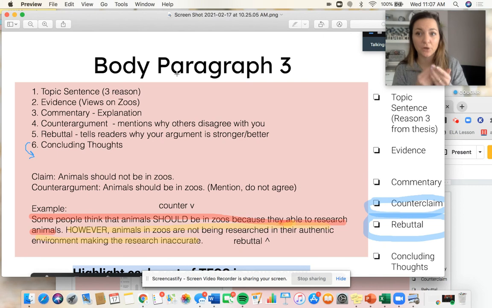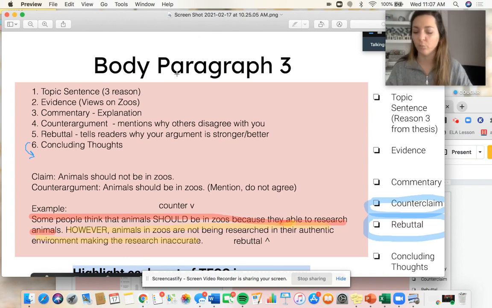So body paragraph 3 is where we have our counterclaim and our rebuttal. Okay. So when we introduce body paragraph 3, it is our third reason. We then provide evidence from Views on Zoos, or if your class worked on the performance assessment, you may use that as well. You may use the slide that shows you how to incorporate evidence to help you out. You then have to connect your ideas and provide an explanation after you provide your evidence, which is called commentary. This is not new. This is something you've done in body paragraph 1 and body paragraph 2. The biggest thing different about body paragraph 3 is you introduce a counter argument and rebuttal.